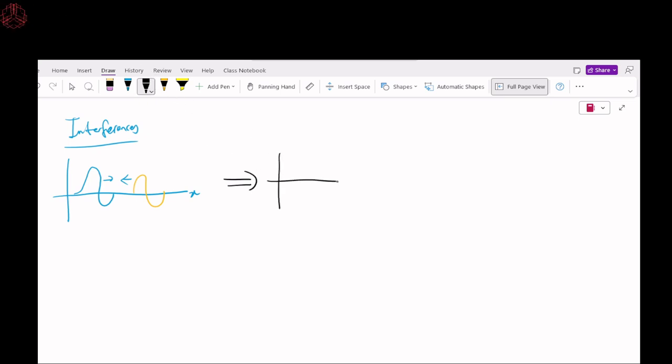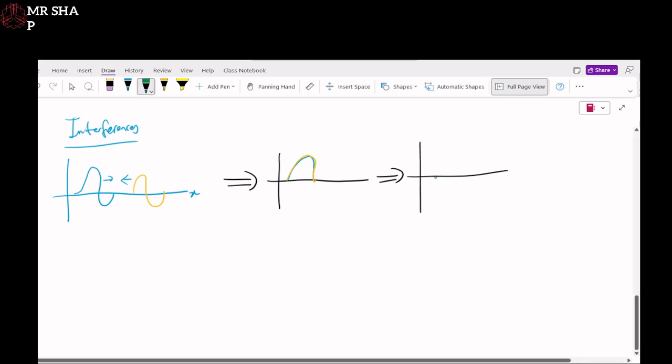When they interfere, they're going to overlap with each other. Let's say the peak meets the peak. What I'm going to have is just a bigger peak.